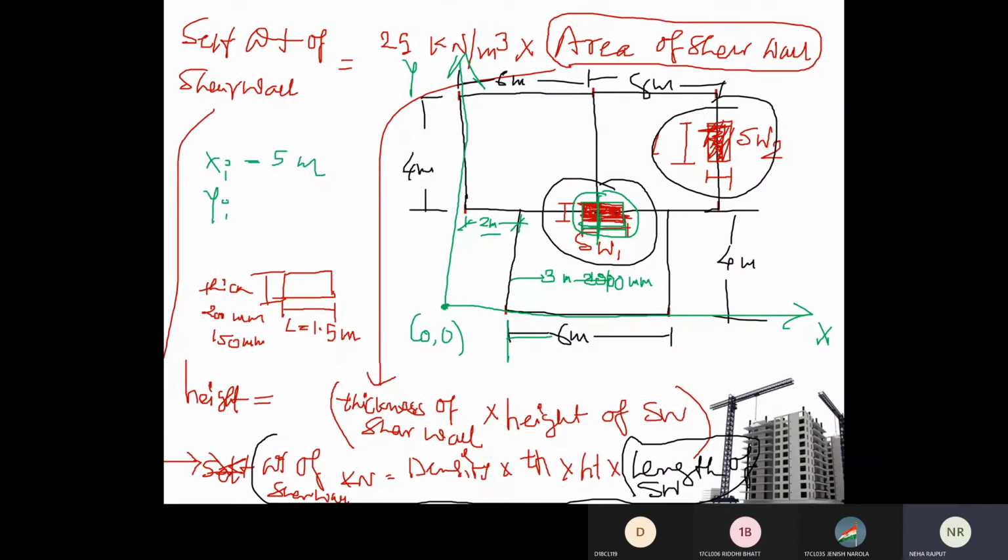And yi distance is 4 meter. Because this is provided at the center, so yi is 4 meter.